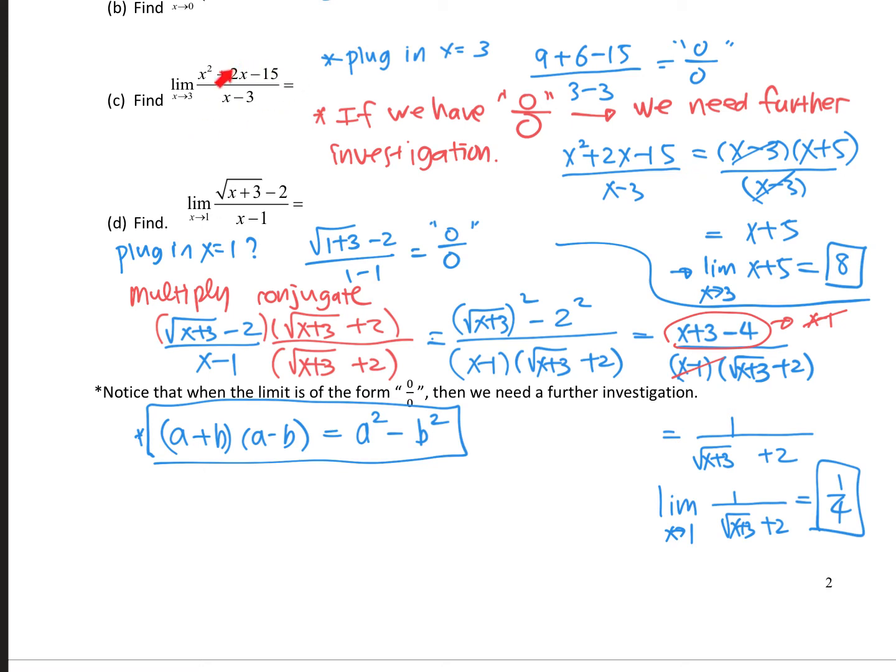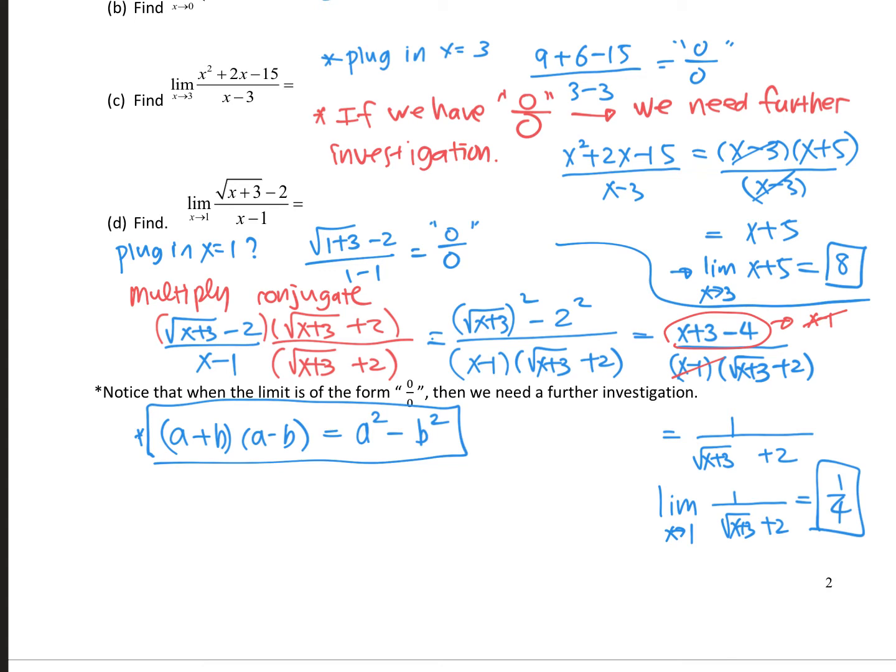One is when you have 0 over 0 with a polynomial. Maybe you can factor it and have nice cancellation, then you can plug it in to get the answer. One with the radical, maybe we can multiply by the conjugate, have nice cancellation, and then you plug in and get the answer.